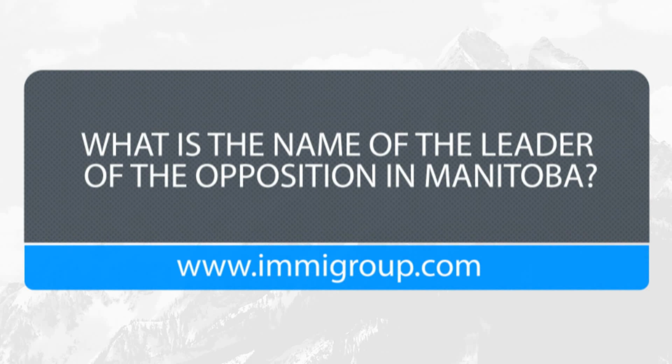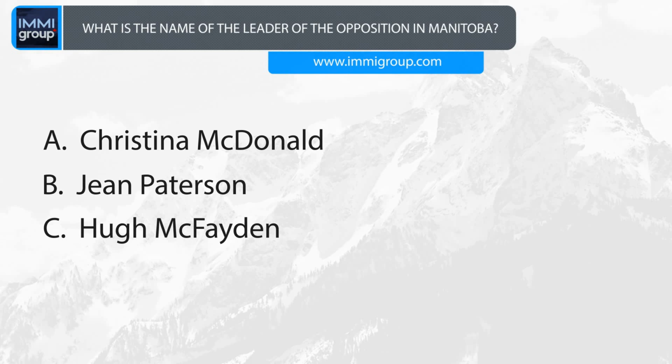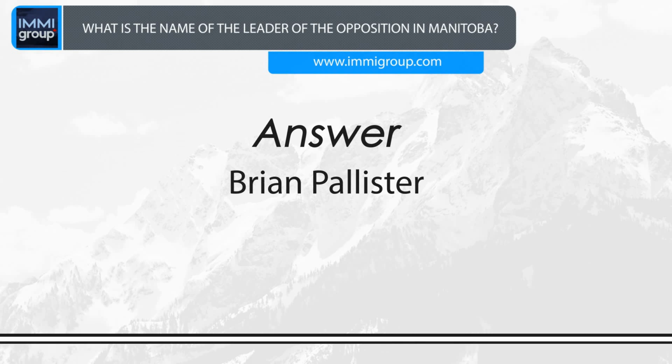What is the name of the Leader of the Opposition in Manitoba? A. Christina MacDonald. B. Jean Patterson. C. Hugh McFadden. D. Brian Pallister. Answer: Brian Pallister.